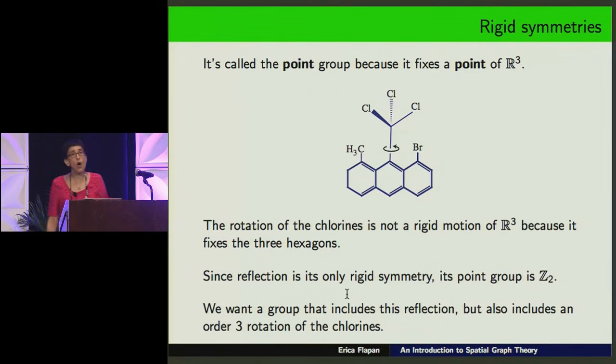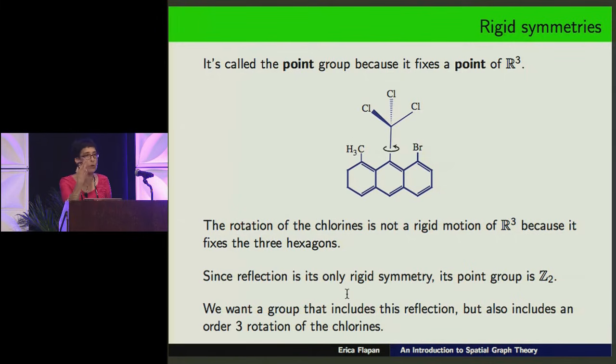And by the way, we call it a point group because it always fixes a point in R3. So it's not like a translation, which just moves it over. So here's a different molecule. This molecule has the peculiarity that the chlorines at the top can rotate independently from the bottom. But that's not a rigid motion.